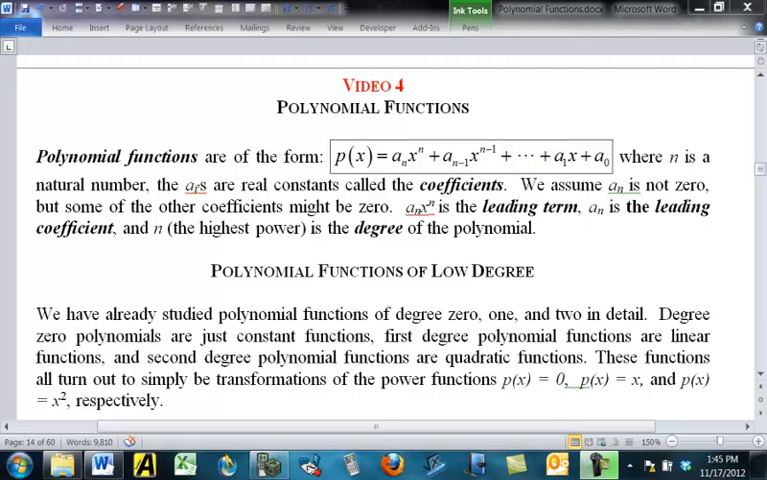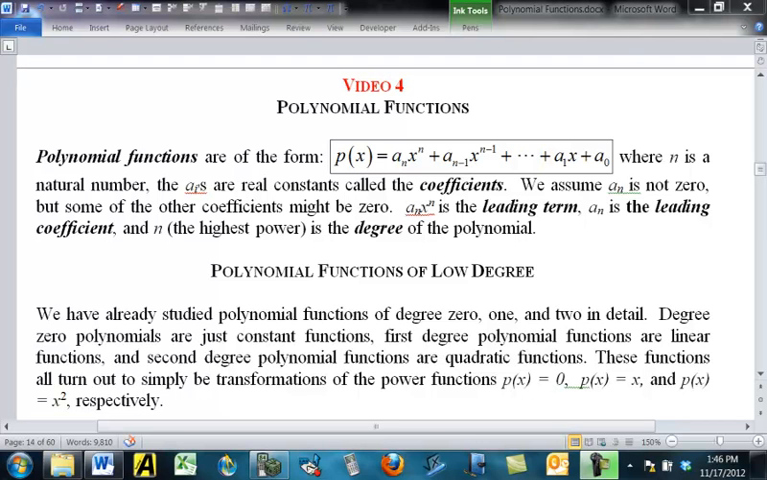So polynomial functions can be put in the form p of x equals a sub n x to the n plus a sub n minus 1 times x to the n minus 1, and so forth, all the way down to a1x plus finally a sub 0, where n is a natural number, and the a sub i's are real constants called coefficients. Of course, x is your input variable, p or y or f of x there is your output variable, so p is the output. And we're going to assume that this first one, a sub n, is not 0, but the others could be 0 if they want.